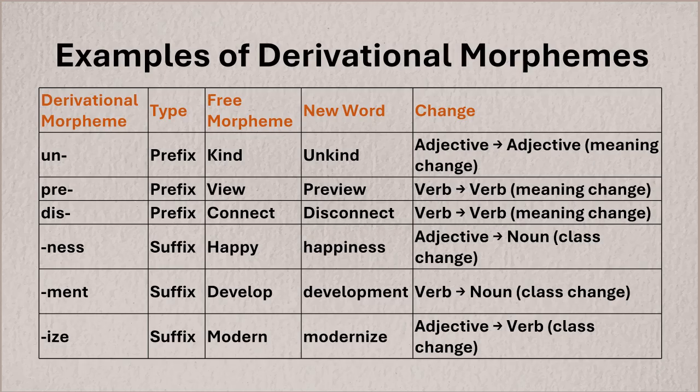Likewise, ment in development turns the verb develop into a noun that refers to the process or result of developing. Meanwhile, ize in modernize changes the adjective modern into a verb meaning to make or become modern. Thus, while prefixes generally modify the meaning of a word without changing its grammatical class, and suffixes often create entirely new words with new grammatical roles, this is a key function of derivational morphemes in word formation.